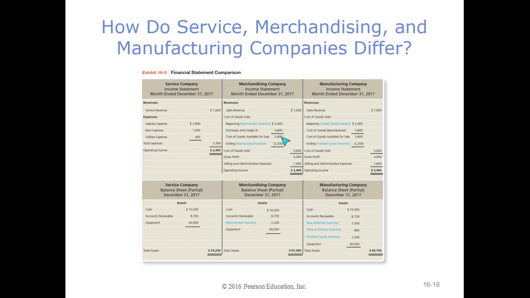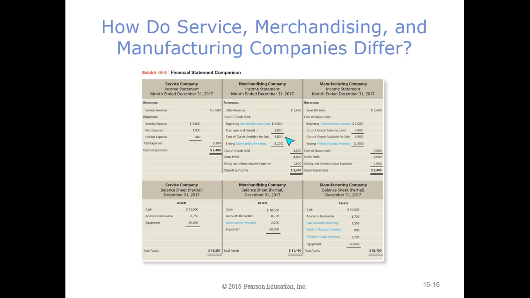We're going to add those together. So we're going to add our beginning merchandise inventory, plus anything that we have purchased. So we have this inventory, we're purchasing and bringing in this inventory. So we add that all together to see what the total amount is that we have available. And so the cost of goods available for sale is $5,800.